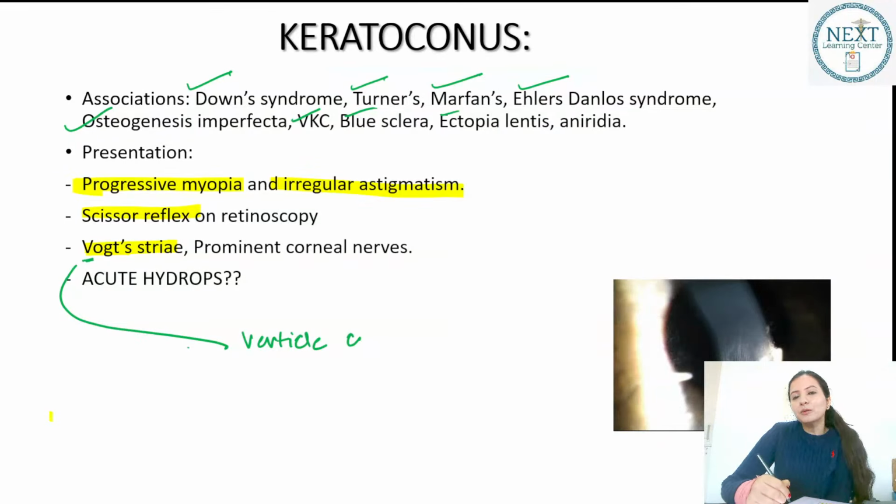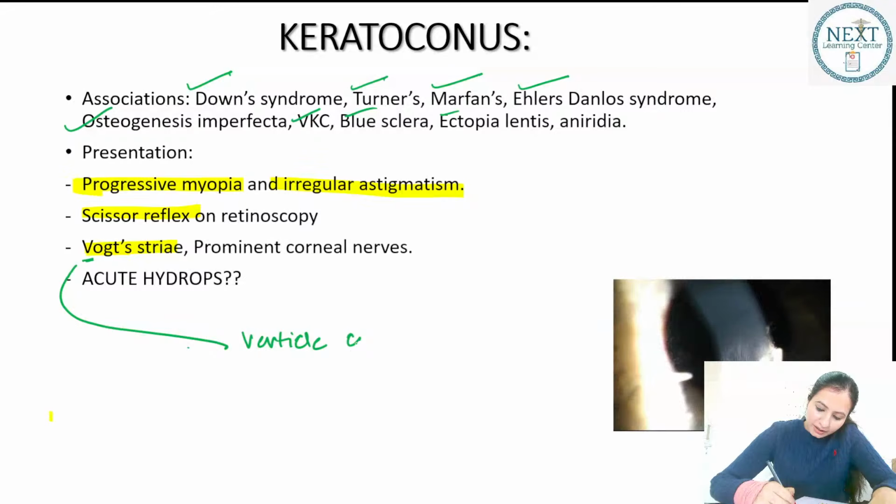Cycloplegics we are giving in all the cases of corneal ulcer. Okay, and if it is bacterial, then it is antibacterial with cycloplegics. If it is viral, antiviral with cycloplegics. So in corneal ulcer, you have to give cycloplegics, since pain is there in all the types of corneal ulcer.